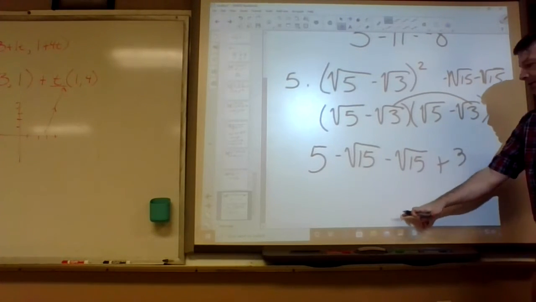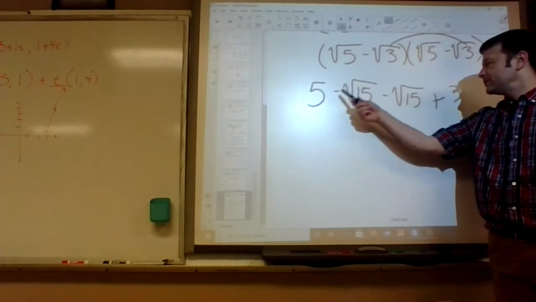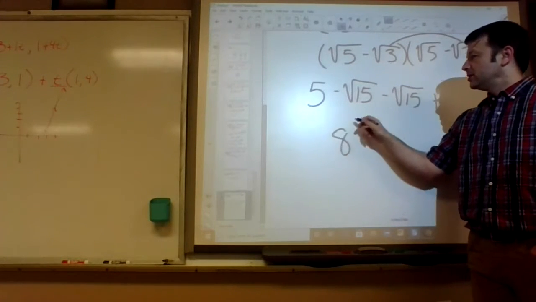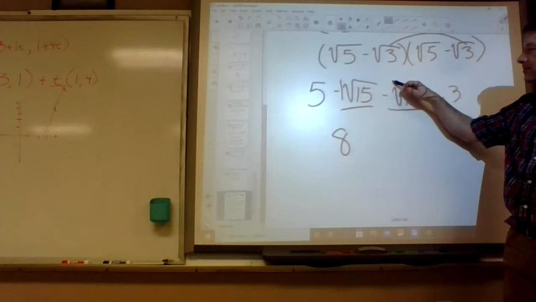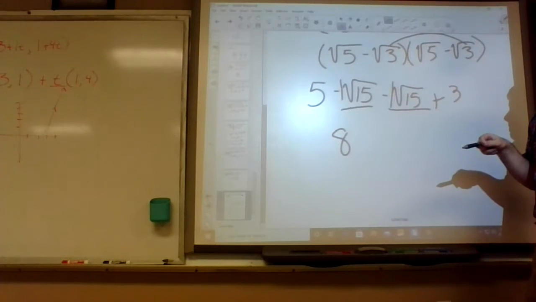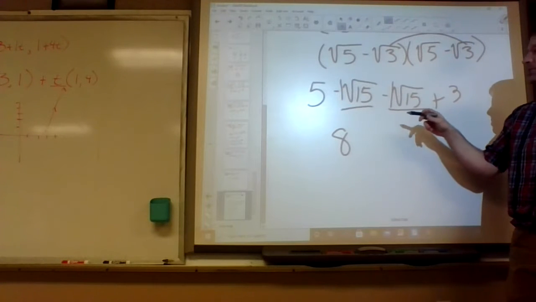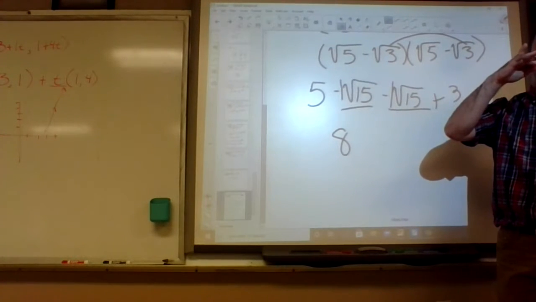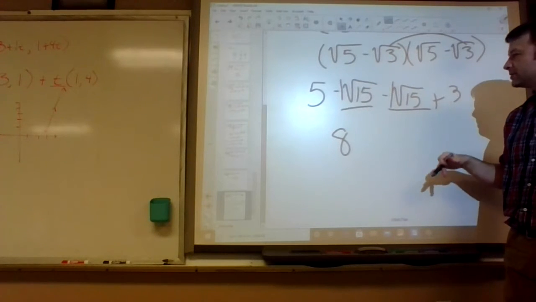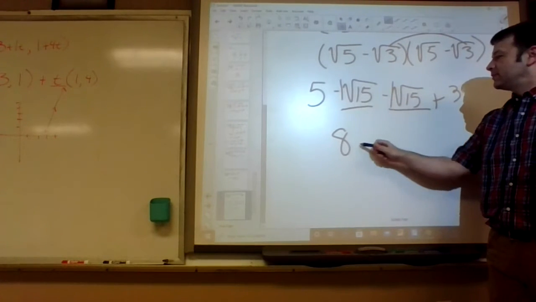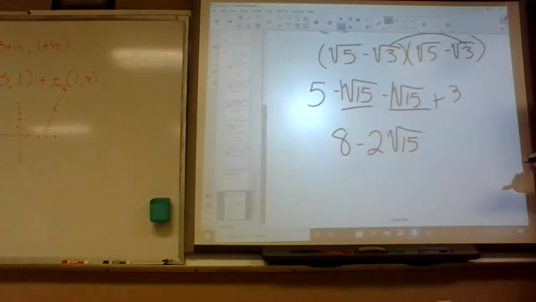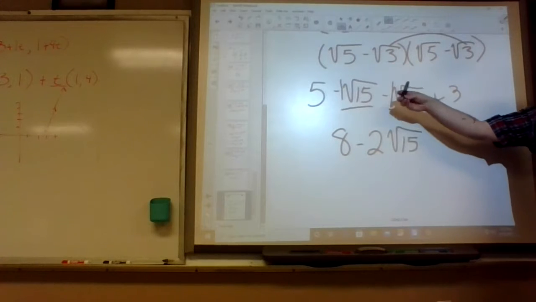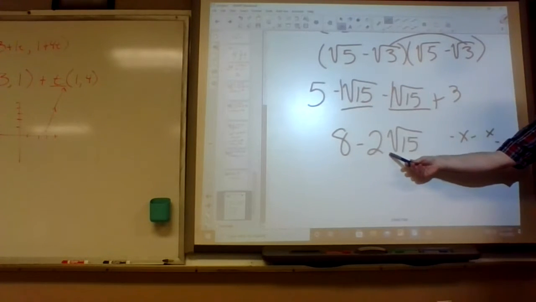Okay, the middle two terms. What's 5 plus 3? 8. The middle two, this is basically what we did last Friday. It's basically negative 1 square root of 15 minus 1 square root of 15, so minus 2 square root of 15. It's quite confusing. It's kind of like minus x minus x would be minus 2x. Minus square root of 15 minus square root of 15 is minus 2 square root of 15.